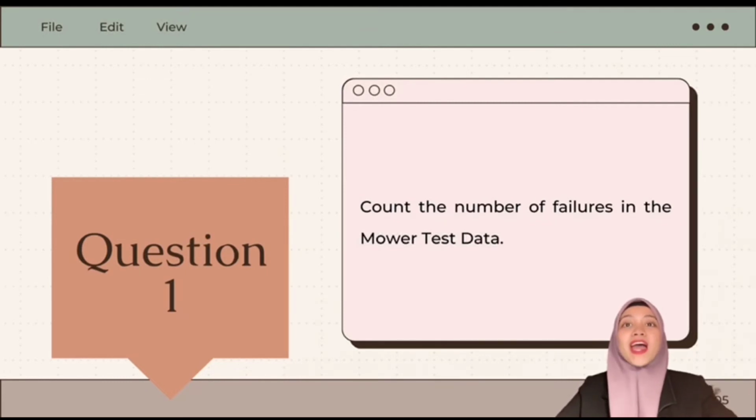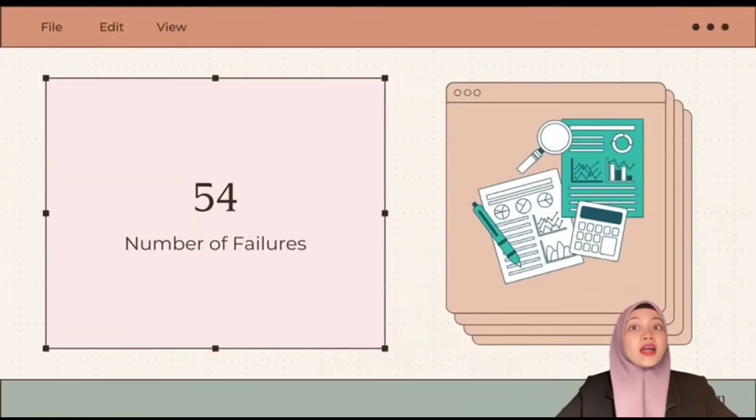My name is HANANI binti MAZAIRY, and I will be presenting question number 1, which is to count the number of failures in the MOHAMAD test data. So the result that I got is 54. How did I get the result? Let's take a look at it.